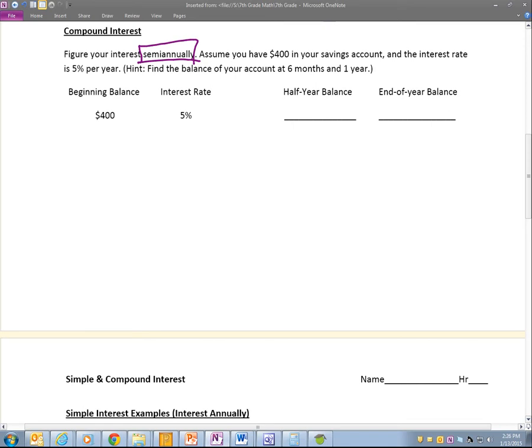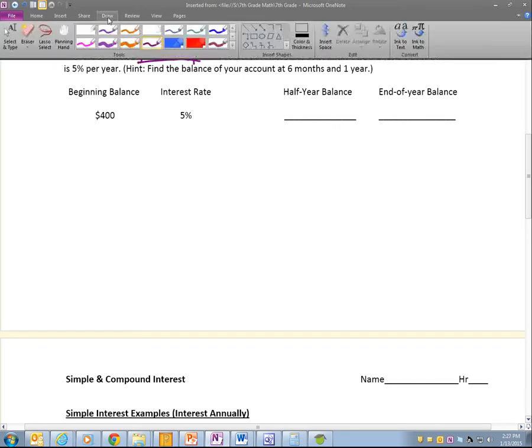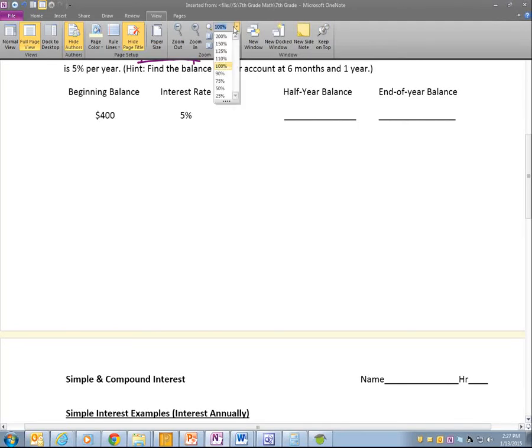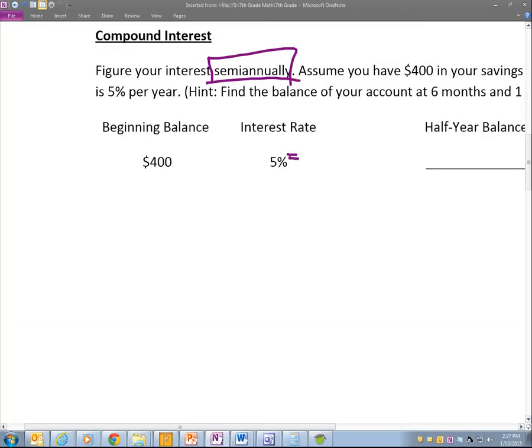Semi-annually means twice a year, and in this situation, it's exactly 6 months apart. There's a lot of stores that have semi-annual sales, like Kohl's and JCPenney. Now, first thing we're going to do is find out how much that is as a decimal.